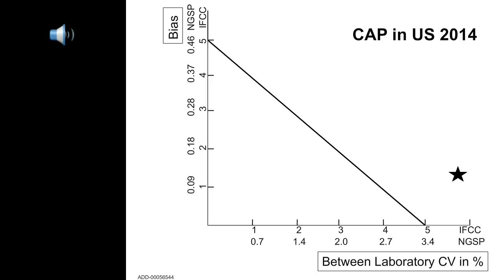And then you will see, this is the CAP survey of 2014, that there was a mean bias of all laboratories of about 1 millimole per mole, and the between laboratory CV was 4% in NGSP and 6% in IFCC units. So clearly outside the IFCC criteria.